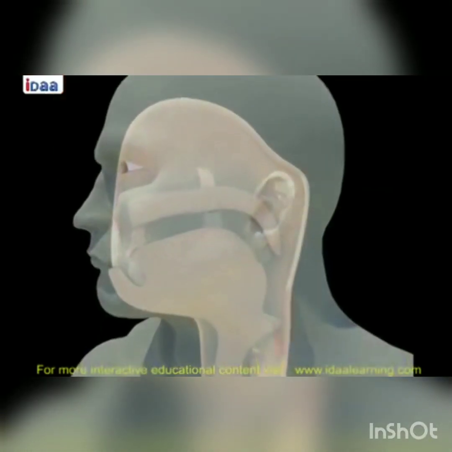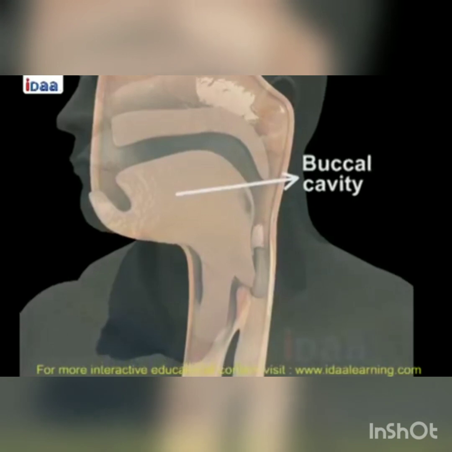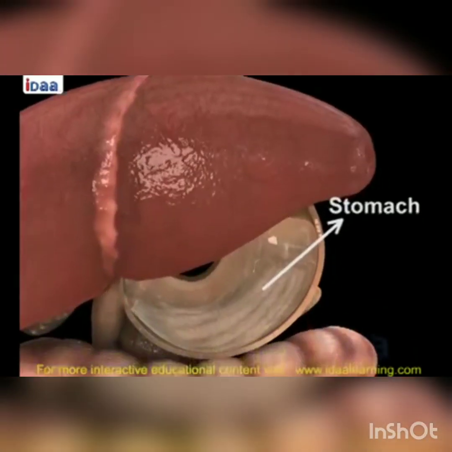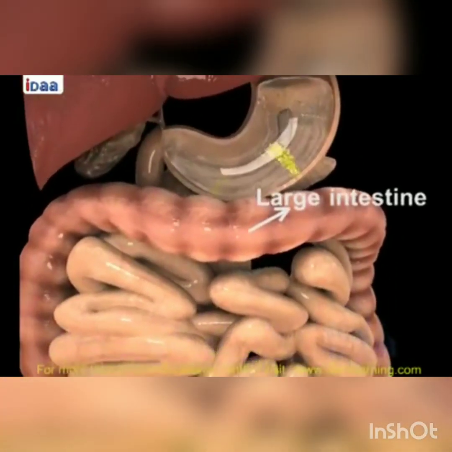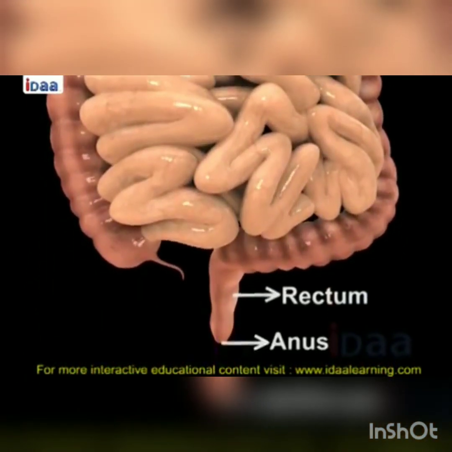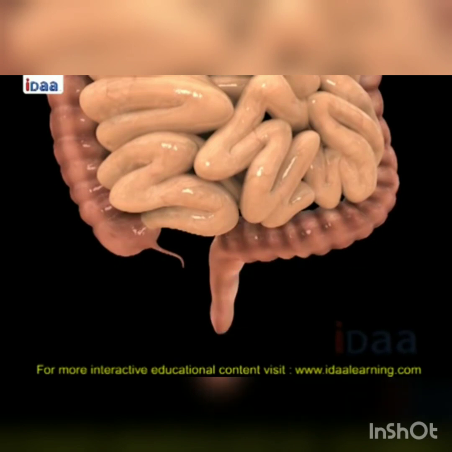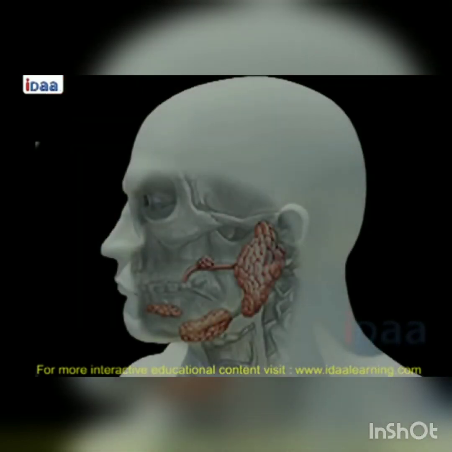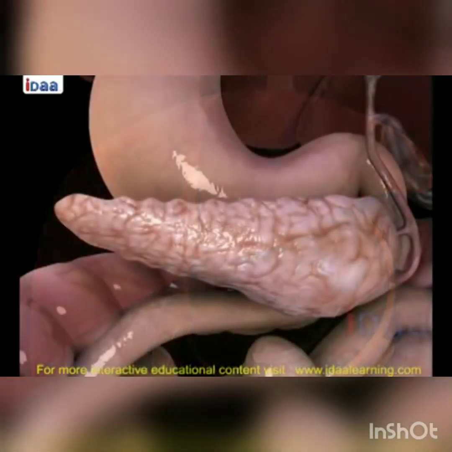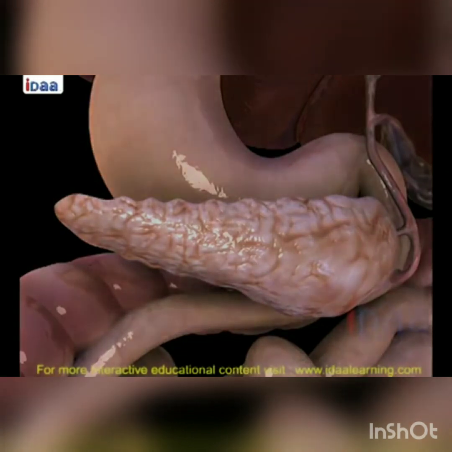The parts of the alimentary canal are buccal cavity, esophagus or food pipe, stomach, large intestine, small intestine, rectum and anus. Food gets digested gradually as it passes through different parts of the alimentary canal. Digestive juices secreted by salivary glands, liver and pancreas also help in digestion.